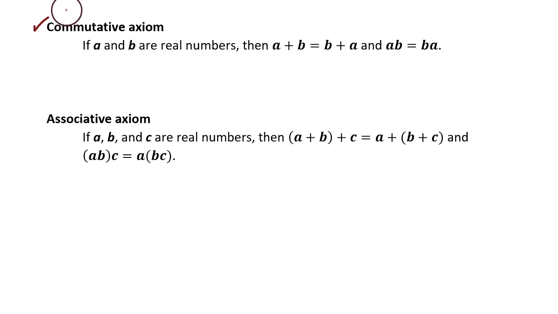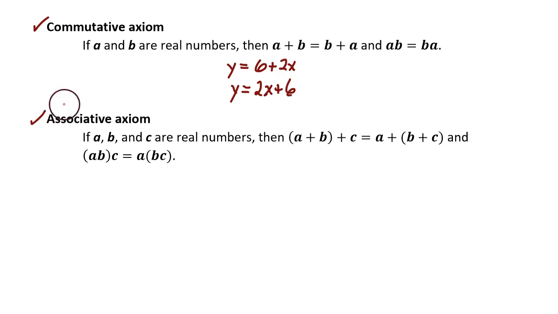Next, let's review the commutative axiom. If A and B are real numbers, then A plus B is equal to B plus A, and A times B is equal to B times A. The commutative axiom is what allows you to change the order of the terms in a sum. Here's an example of how you used that in Algebra 1. Here's an equation. This equation is not in slope-intercept form, but you can change it to slope-intercept form by reversing the order of the terms in that sum.